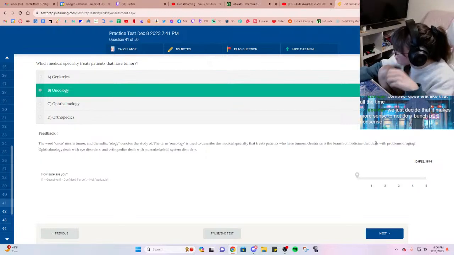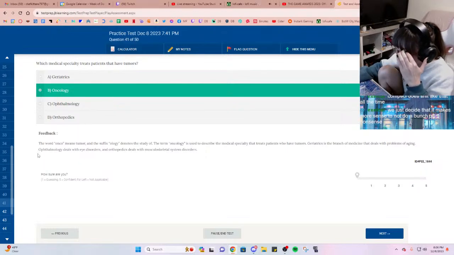Geriatrics is a branch of medicine that deals with problems of aging. Ophthalmology deals with eye disorders. Ophtha means eye. Orthopedics deals with musculoskeletal system disorders.